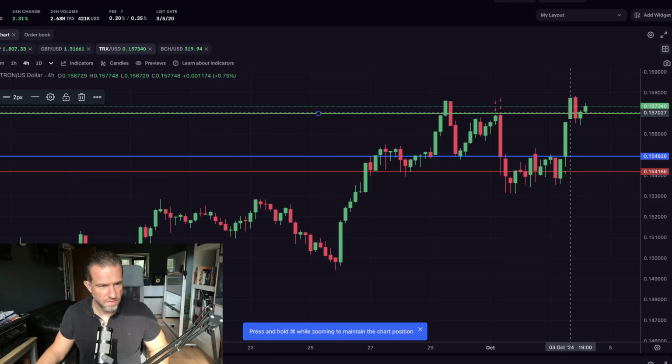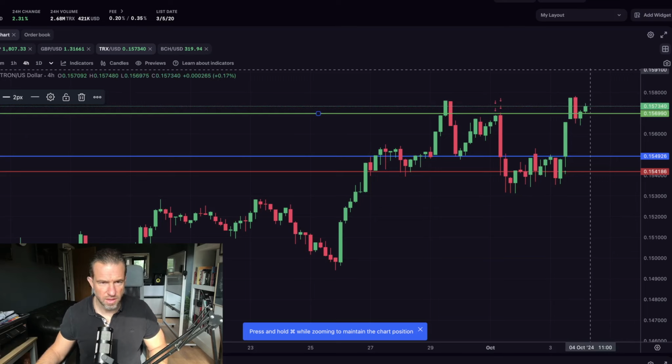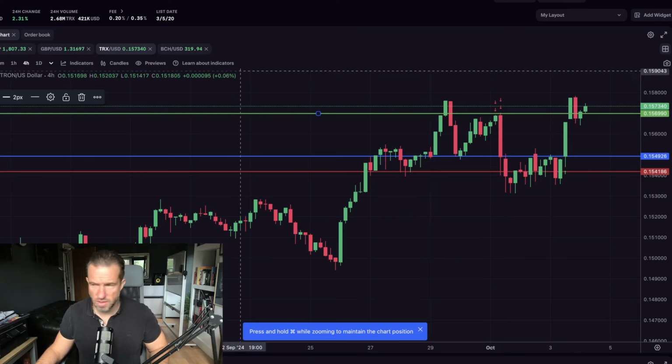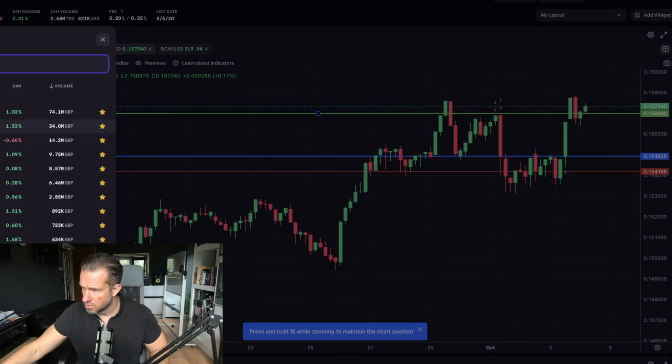I've closed 50% of the order, and I've left 50% running, because if we see a higher high here, then we could see a lot higher prices overall. So that is where we're at with that particular trade. So it's looking good.